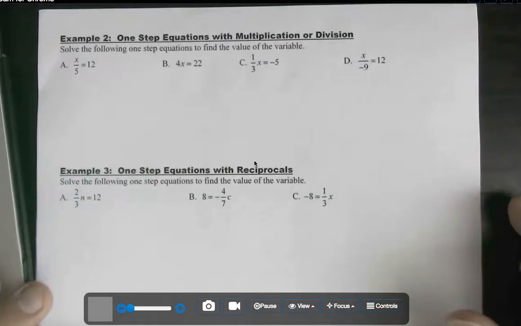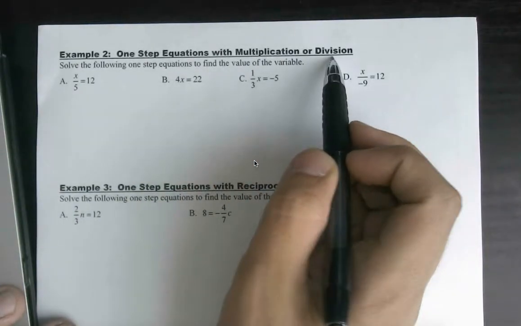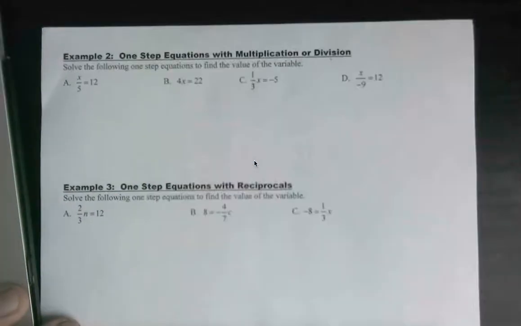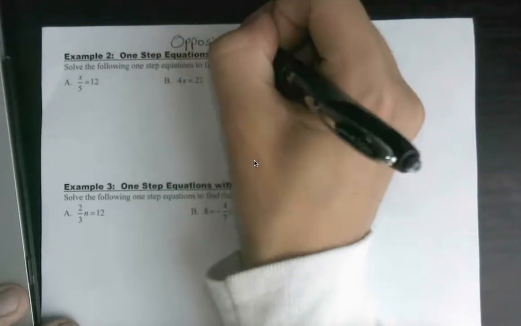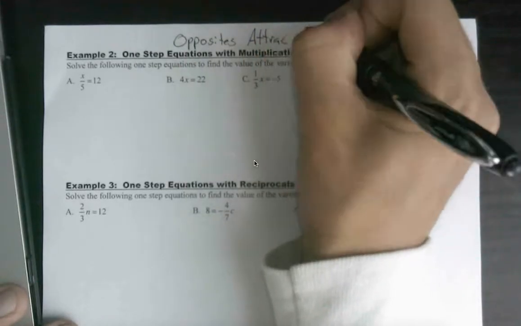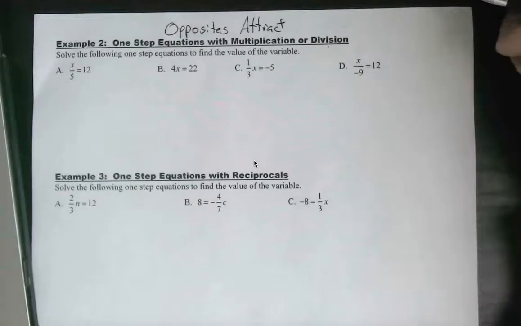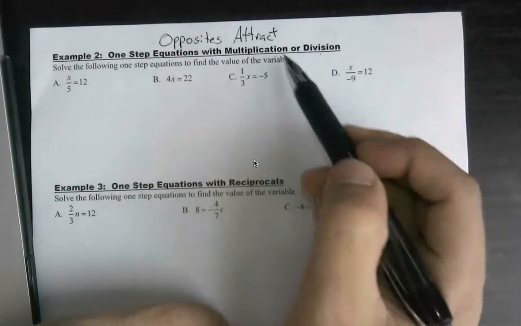Continuing with 2.1, we're now dealing with one-step equations with multiplication or division. So the idea that we started to work with in the previous video was that opposites attract. Mean people like nice people like mean people. And the way that we solve these one-step equations is by using opposites.